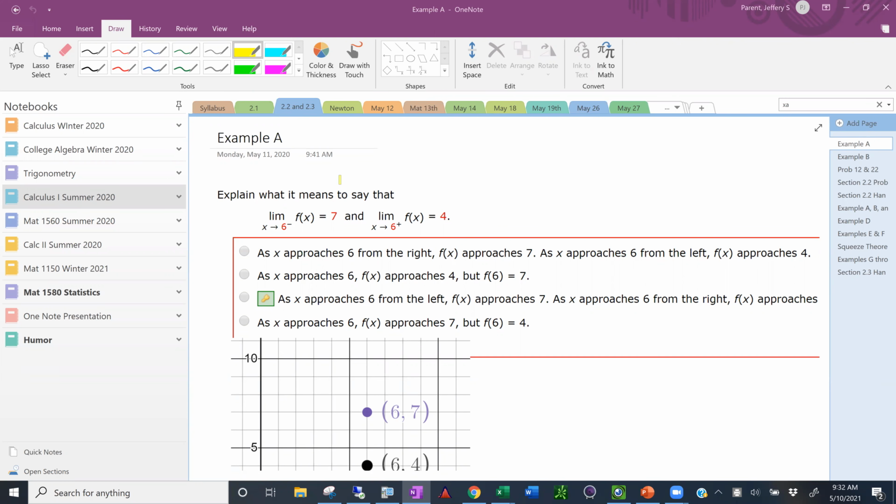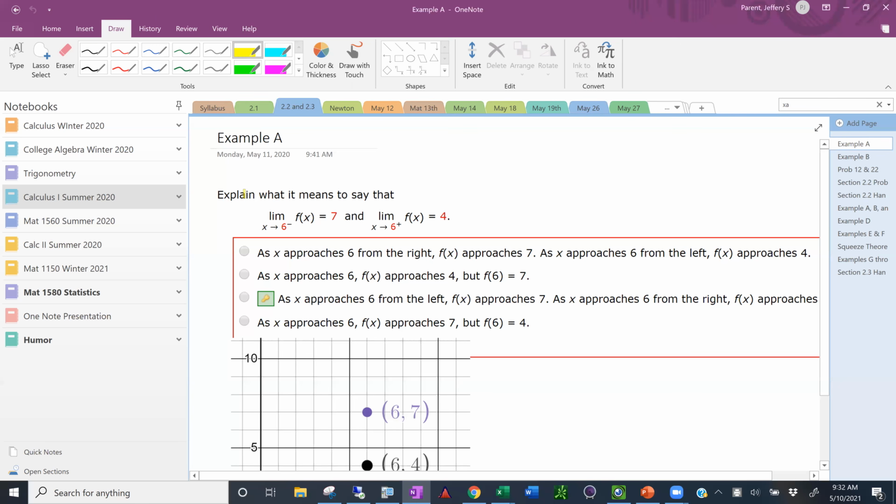Okay, so as I said just a moment ago, we're going to understand limits. And in section 2.1, excuse me, 2.2, it starts off with something that looks like this. The limit as x approaches 6 from the negative side of f of x equals 7.